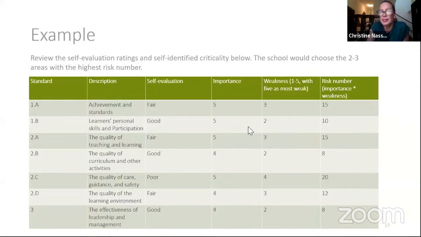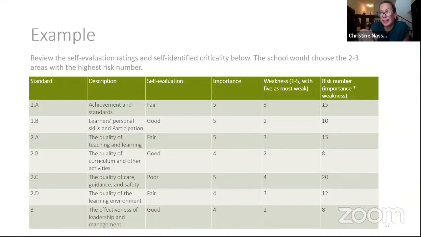So then we can look at the next one. This is learners' personal skills and participation. The imaginary school has ranked it as a 5, but it's pretty strong, so its weakness is only a 2. You multiply those numbers to get this weakness or risk number, which is the importance times the weakness. Again, if we look at the quality of teaching and learning, rated as a 5, weakness as a 3, when you multiply them together, you get a 15.